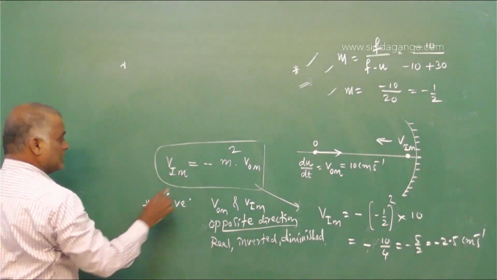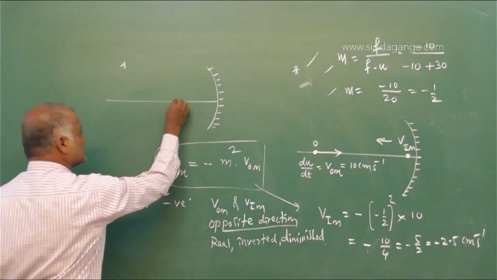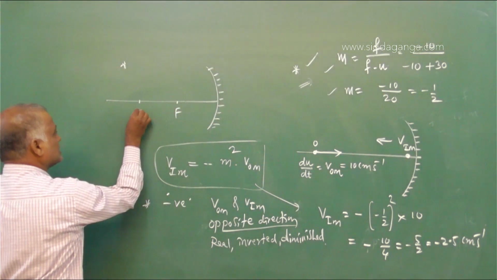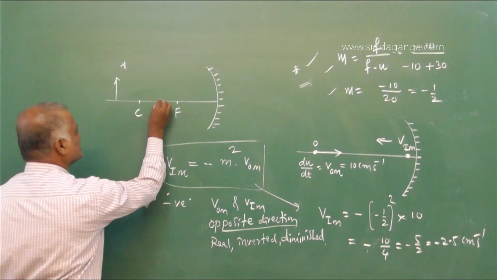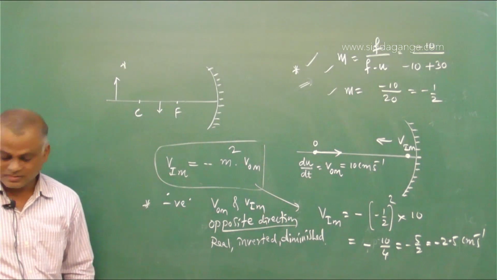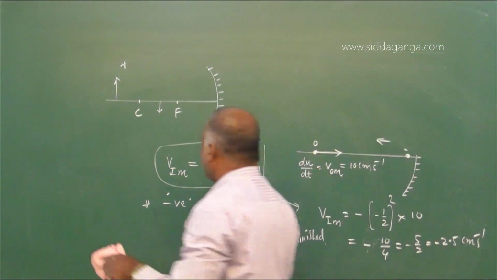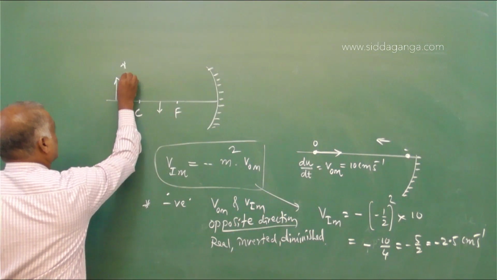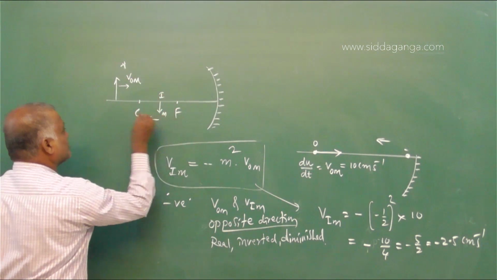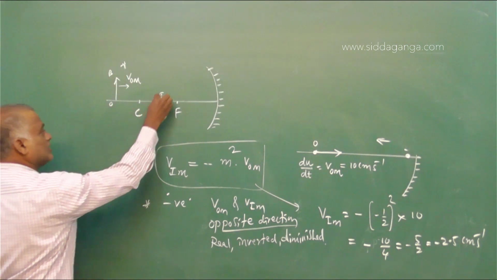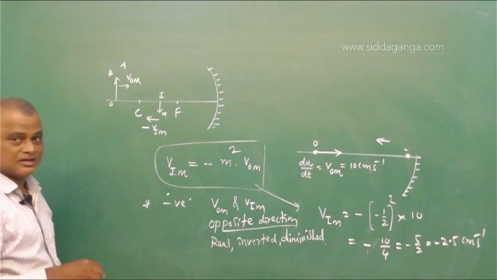Third, let us look at the diagram for this once more. Dear students, be careful about this. This is say F, this is say C now. The object is here now. Image is formed between C and F, diminished. Both are in opposite directions. This is the velocity of the object with respect to mirror, say OB for object, IM for image. The velocity of the image with respect to mirror, they are in opposite directions.